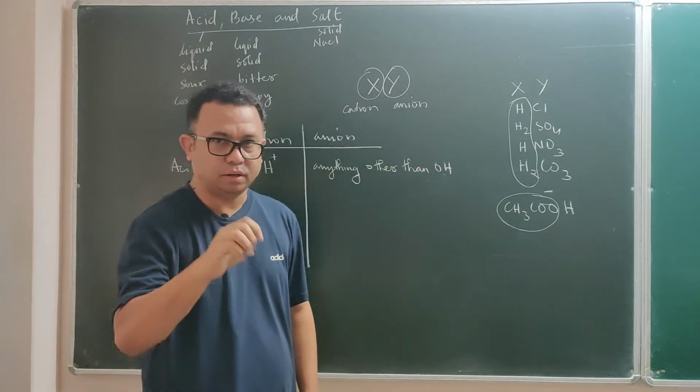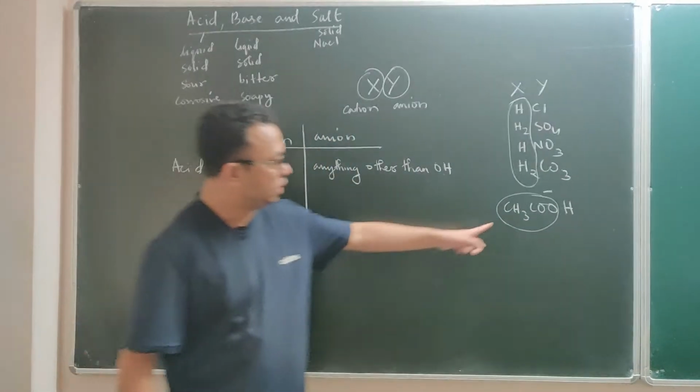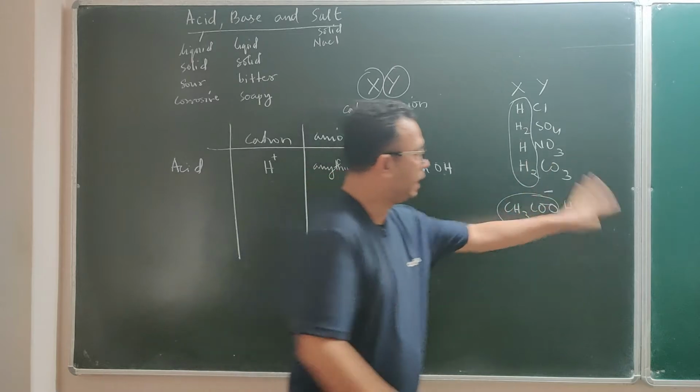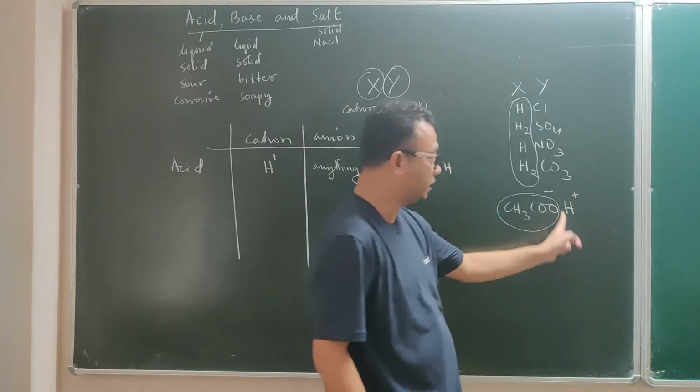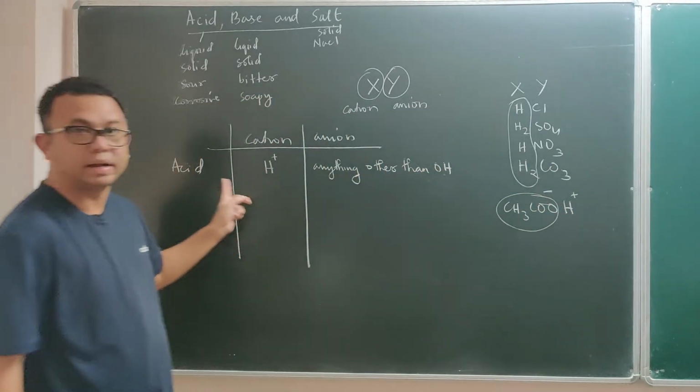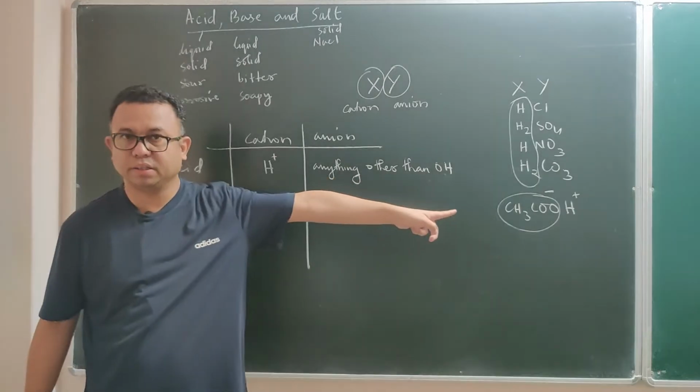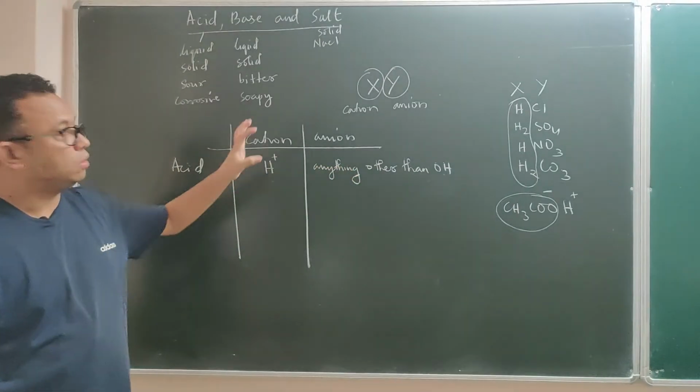In the valency table, you are learning acetate down, anion. So that's why we write anion first, and cation is what is written second. So you can see the cation part is still hydrogen, that positive part is still hydrogen. So this is how you recognize an acid.